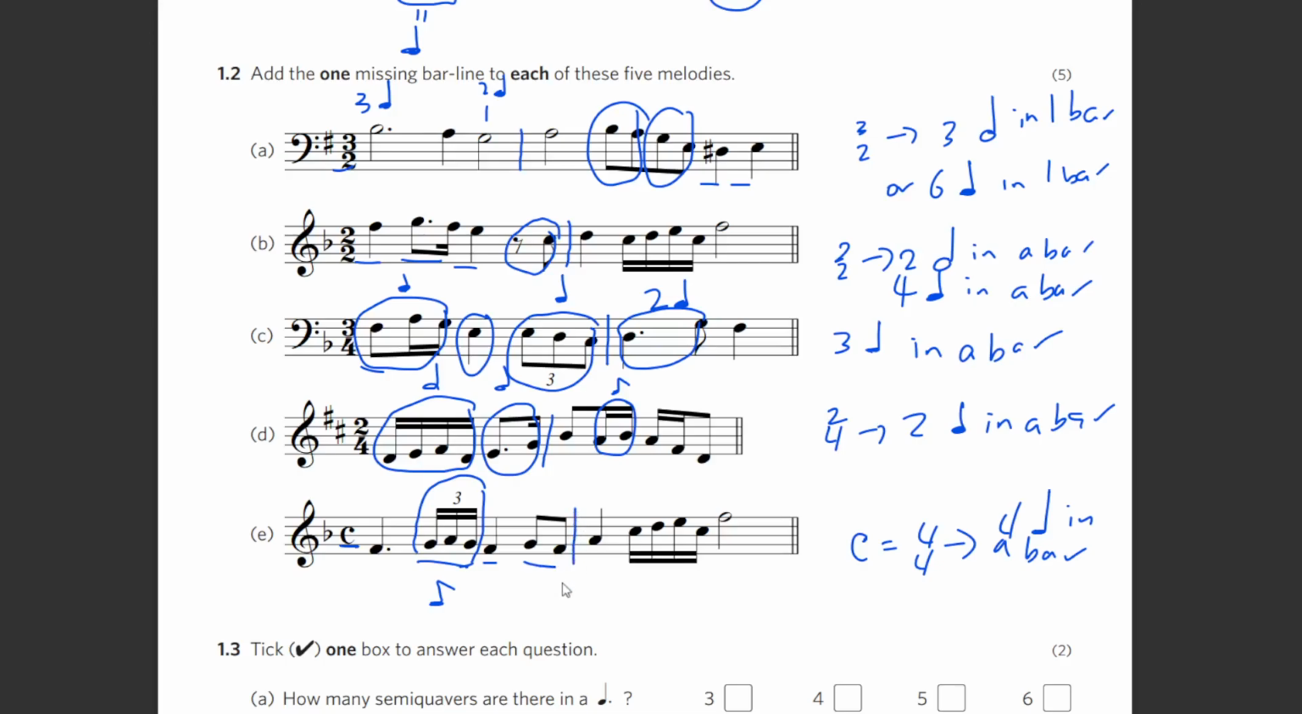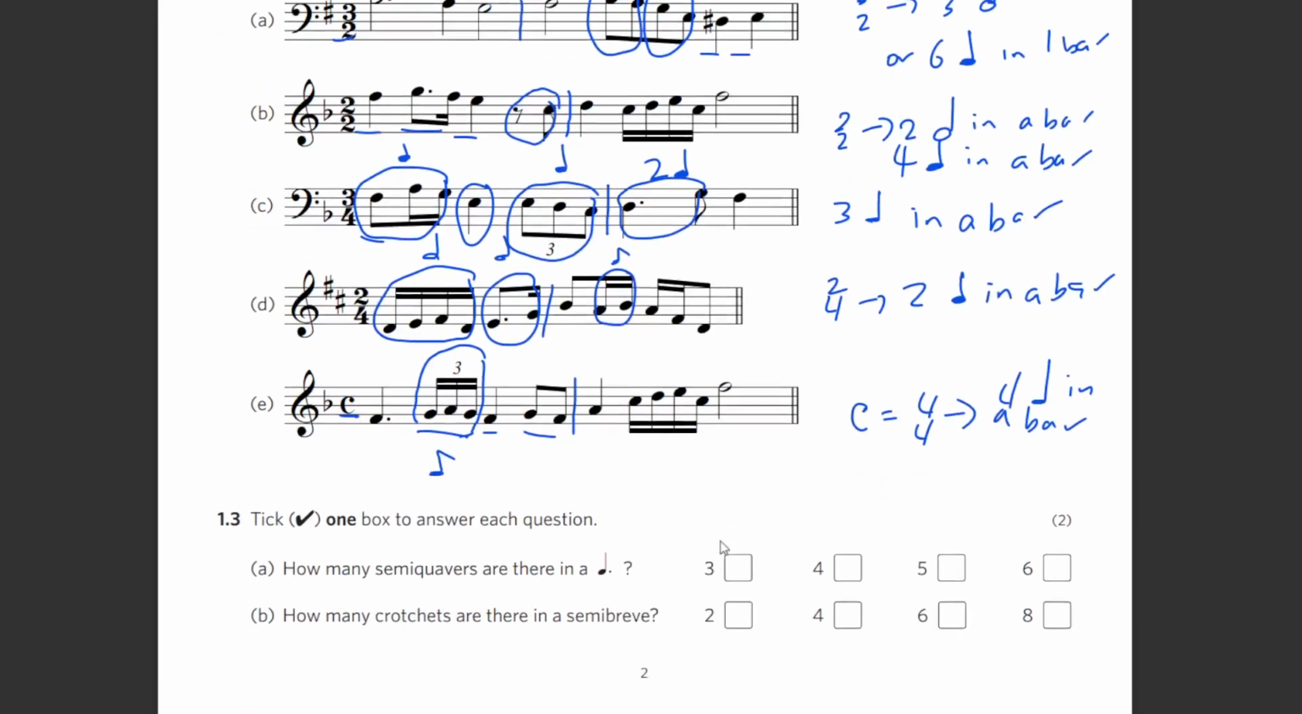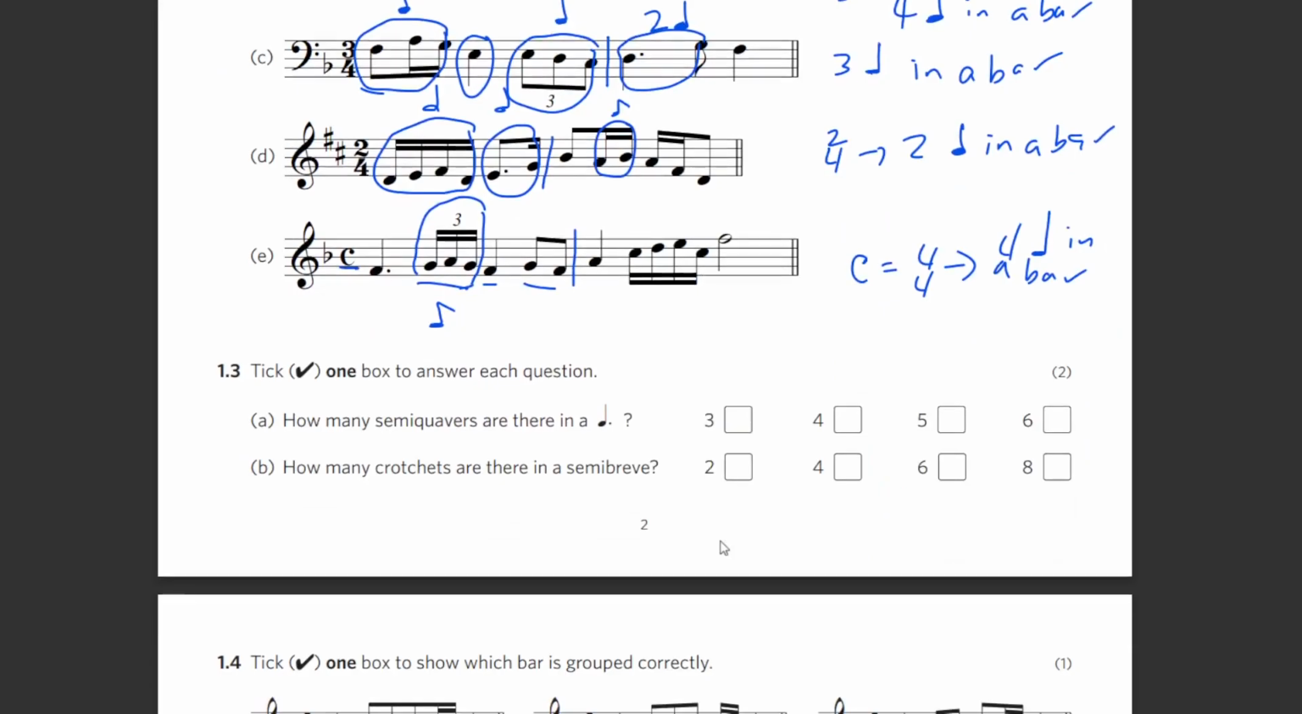So I'll place a bar line here. Let's check whether there are 4 crotchet beats here as well. 1, 2, 3, 4. Yep. Next, let's move on to question 1.3.